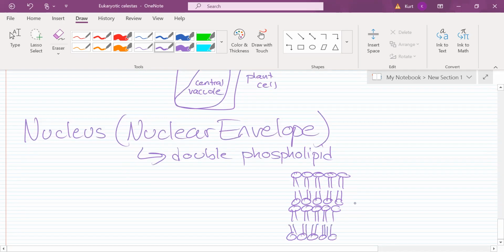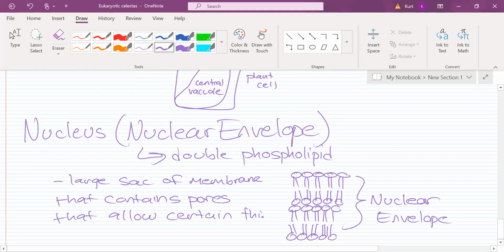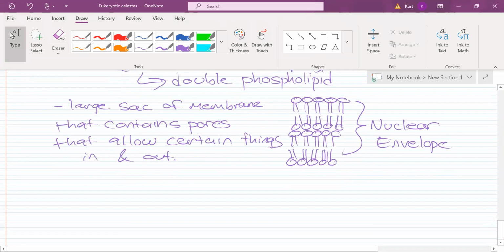This is what the nuclear envelope looks like. It is very thick because it needs to protect the nucleus. There are pores all throughout it. So here's your last description. This is a large sac of membrane that contains pores. They're called nuclear pores that allow certain things in and out. And finally, this is storage.